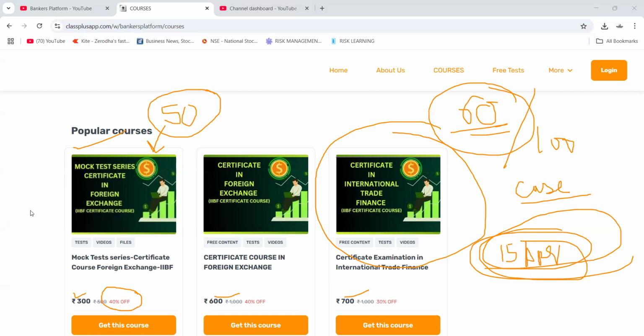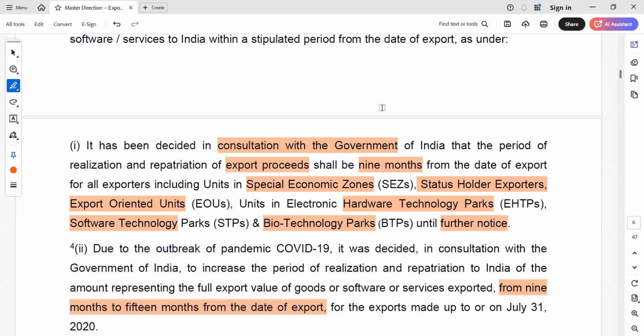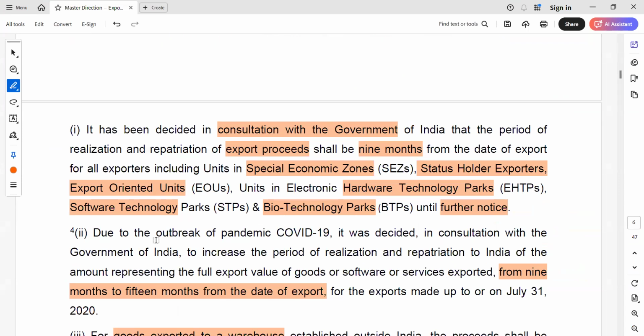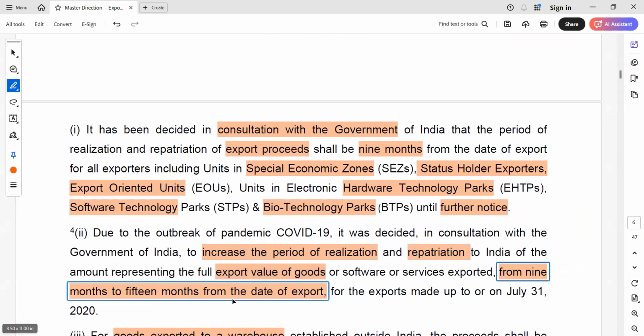So let's move to the topic where we were. Okay, so 9 months. You have to remember that 9 months is the guideline for the export proceeds realization. Due to the outbreak of the COVID-19 pandemic, it was decided in consultation with the Government of India to increase the period of realization and repatriation of the amount representing the full export value of goods or exports from 9 months to 15 months for the exports made up to 31st July.